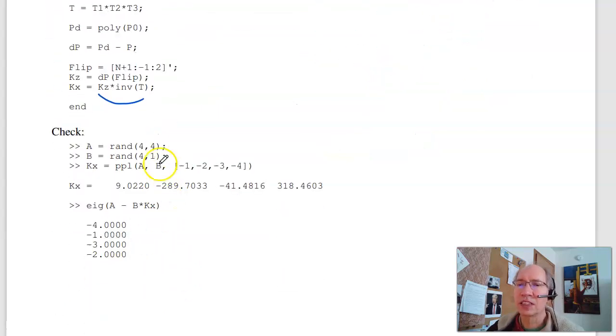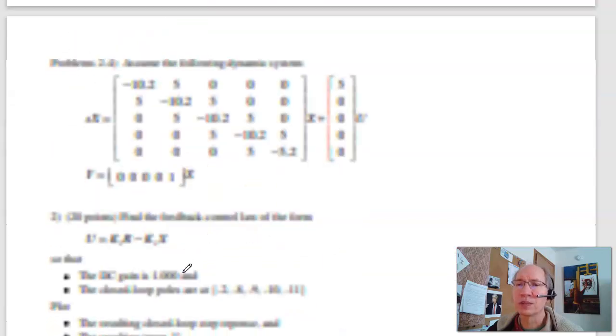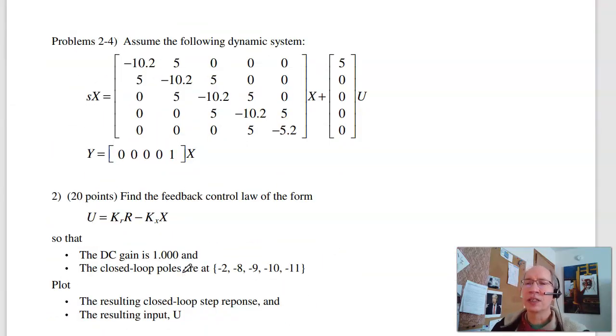And as a check, if I take a random A and B matrix, place the poles at minus 1, 2, 3, and 4, it finds the feedback gains, and sure enough, the poles of the closed loop system are at minus 1, 2, 3, 4. So that's problem 1. The rest of the homework, in fact the rest of the homework for the rest of the semester, will be using that routine.